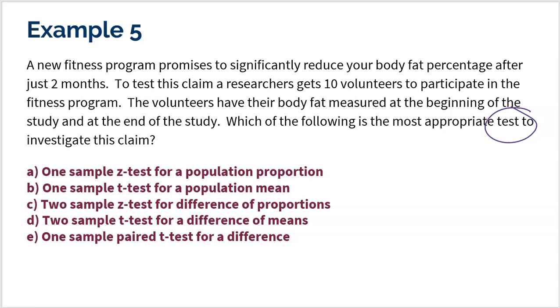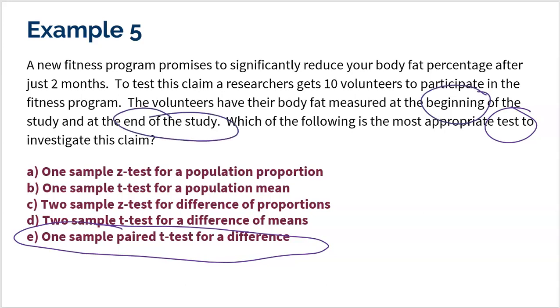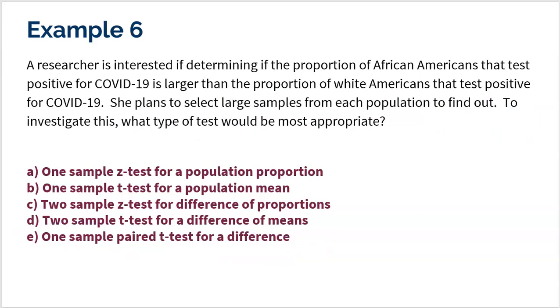Now, if you really take the time to read this problem, you'll notice one more time, this is one of our paired t-tests, right? Threw another one at you here because I know how often these come up. So there were only 10 volunteers, but they were measured twice. They were measured at the beginning of the study and at the end of the study. So I don't really care what your body fat was at the beginning. I don't care what your body fat was at the end. I simply care about the differences because I want to show that you can reduce your body fat with this new program. All right, last example here.